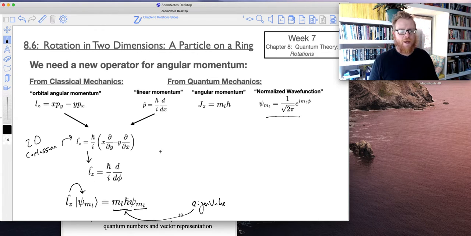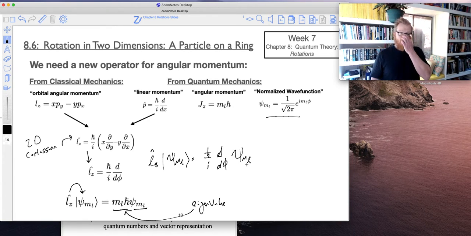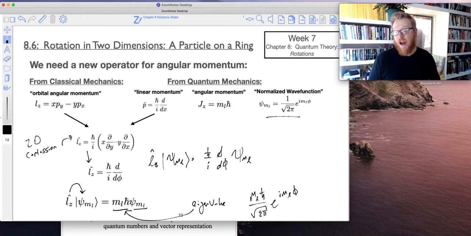And so I'll just remind you really quick to do this operation of Lz on psi ml, right? So it's just simply h bar over i and the derivative in phi of this equation, psi ml, okay? And so when we do that, we get back ml h bar times psi ml. So I'll write that, it's ml h bar, and then that becomes divided by root 2 pi e to the i ml phi, right? So that e^(i ml phi) divided by root 2 pi is psi ml.